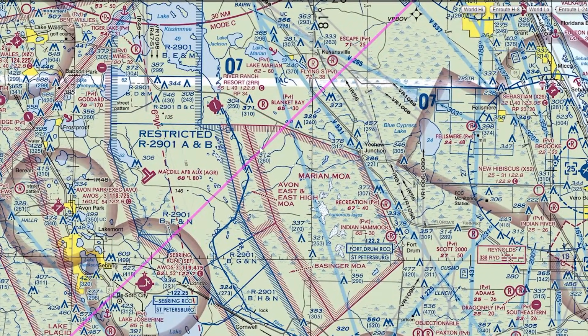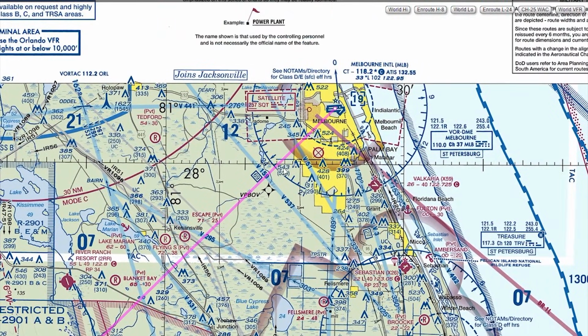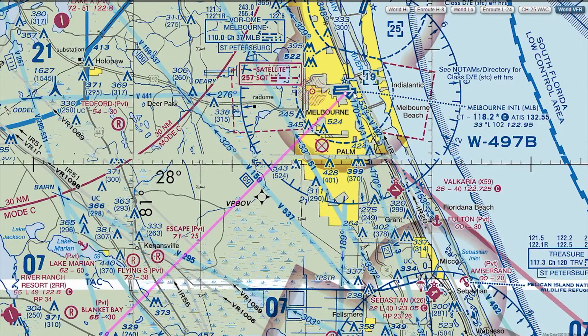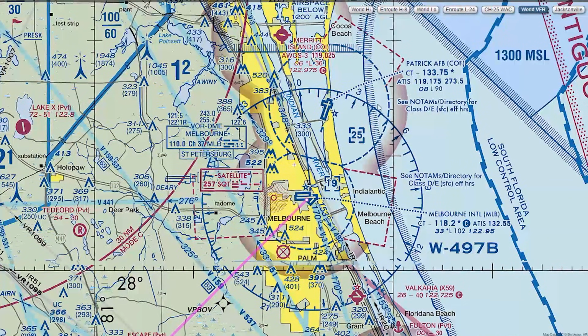Now we do have to make sure the restricted area is cold and we can go through it, so we'll talk to Miami Center about that before we bust on through there, and then continue on course on over to Melbourne, where they have a Class D tower. Let's go ahead and go back to our whole world VFR chart there. So they've got a Class D tower.